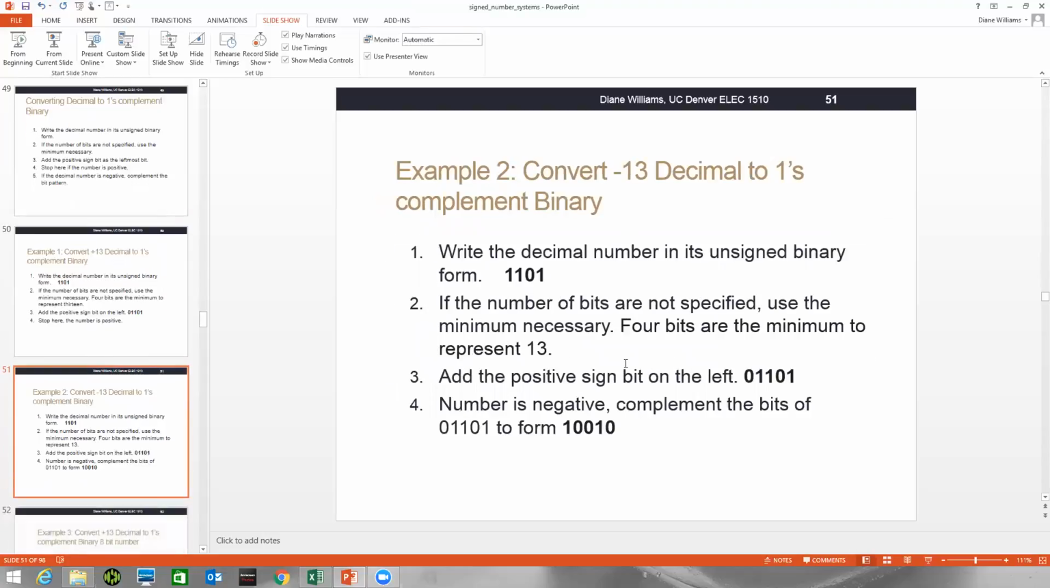All right, now let's convert minus 13 in base 10 decimal to ones complement binary. Same step. We write the decimal number in its unsigned binary form. We use the minimum number of bits because we didn't specify how many bits. We added the positive sign onto the left, the leftmost bit, but because the number is negative, we complement the bits of this to form then this. And so this is the ones complement of negative 13. All right, so that is from decimal to ones complement.